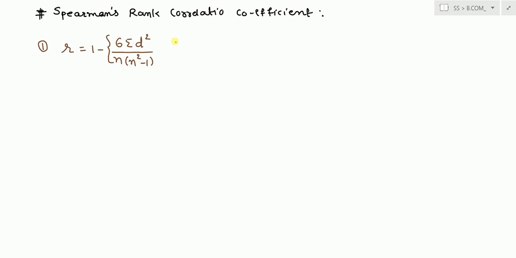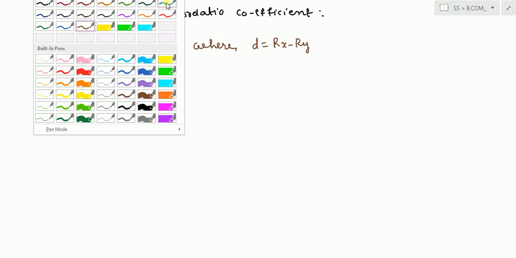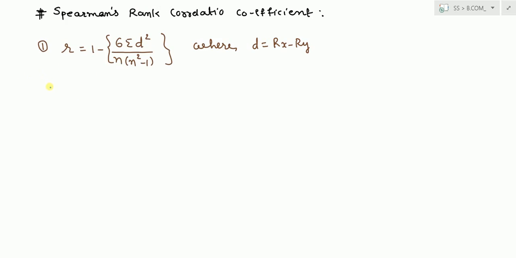Okay, where d is equals to Rx minus Ry, and Rx is the rank of X, and Ry is the rank of Y. Okay, now formula number 2 and last formula of this chapter.